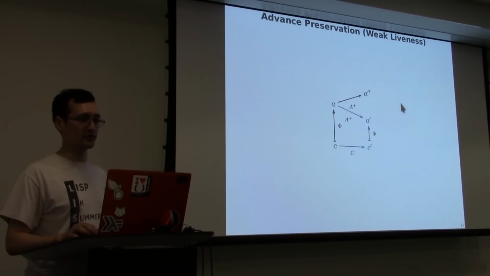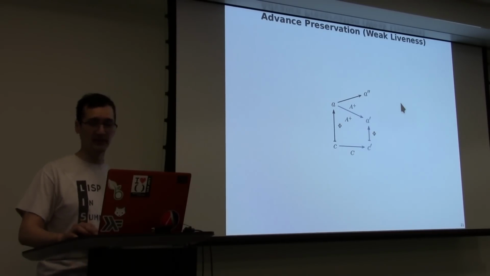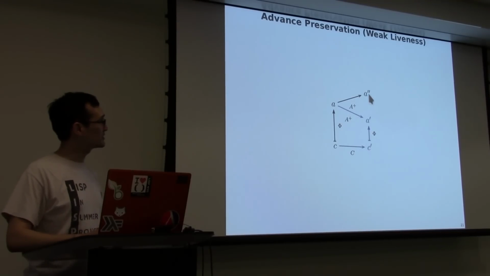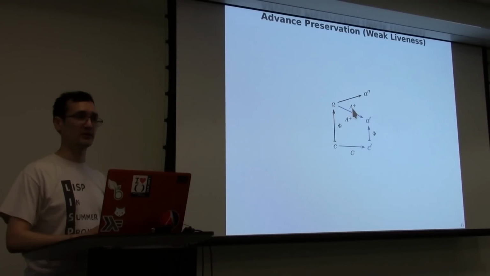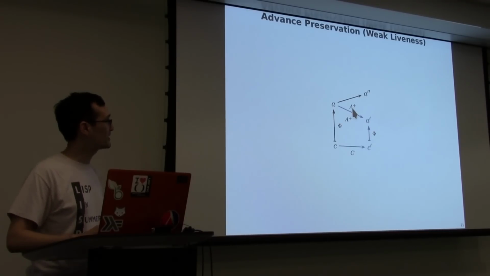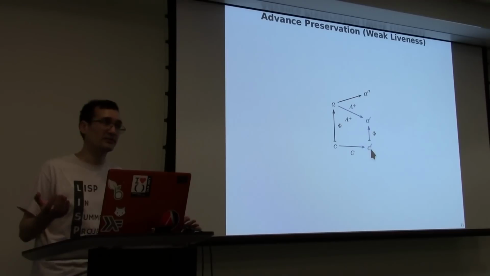Another property that you may or may not want to have is what they call advanced preservation or weak liveness. Weak liveness means if I'm not stuck in the abstract system, I want to not be stuck in the concrete system. So if the abstract system can advance, I suppose that I have a subset A plus of A that typically won't have self arrows, identity arrows. If I'm not stuck in the abstract system, I want to not be stuck in the concrete system. That's also a reasonable thing to have.